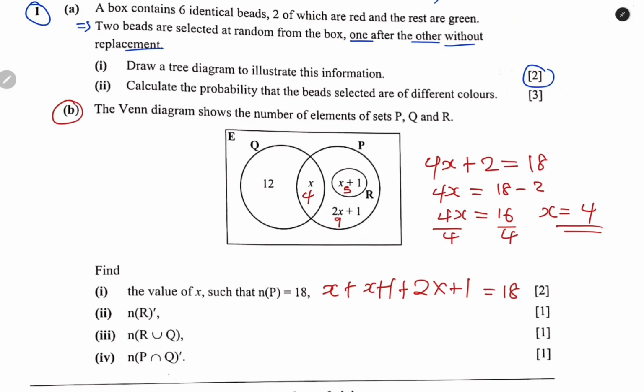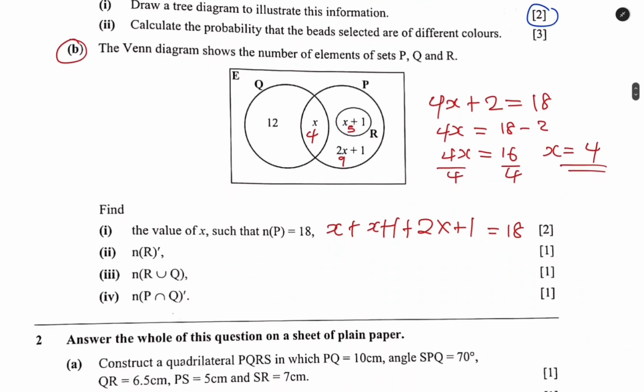So those are the numbers that are there. For a second question, number of elements in R complement. So remove R. Whatever remains is R complement. So what is outside R? Number of elements in R complement.